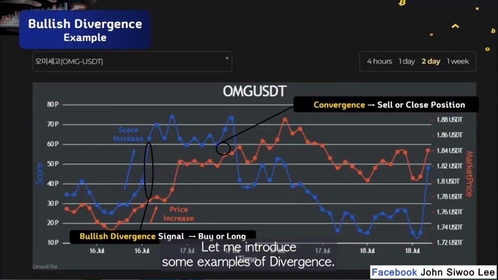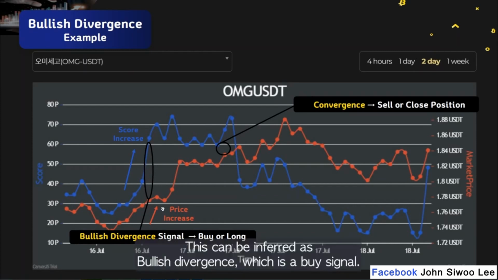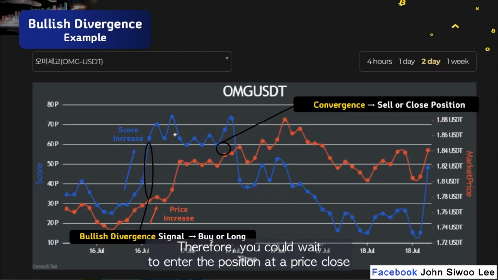Let me introduce some examples of divergence. First, the score went up a lot, while the price rose only a bit. This can be inferred as bullish divergence, which is a buy signal. Therefore, you could wait to enter the position at a price close to the bottom. Otherwise, lower the average buy price by investing in instruments. You can get sufficient profit by selling or closing the positions when the two lines start to converge on the right-hand side.